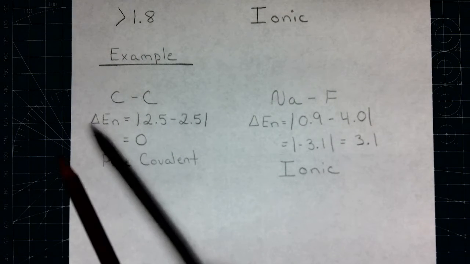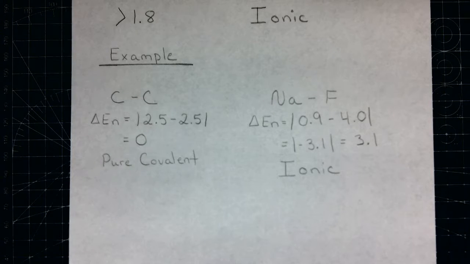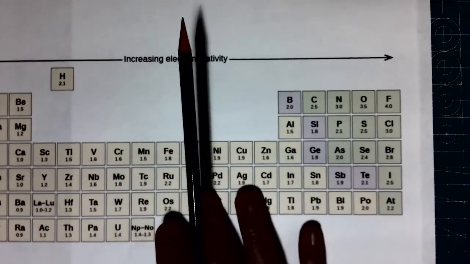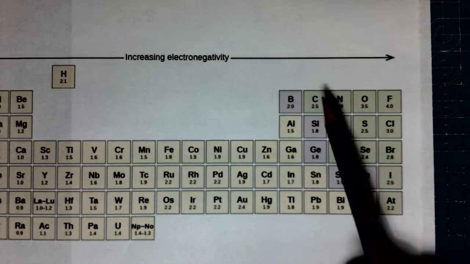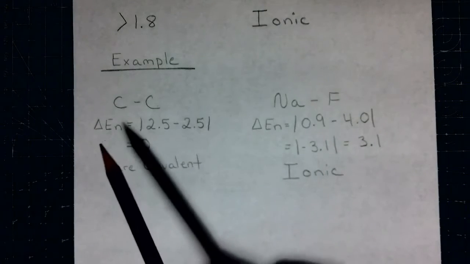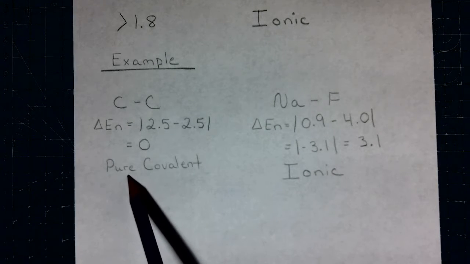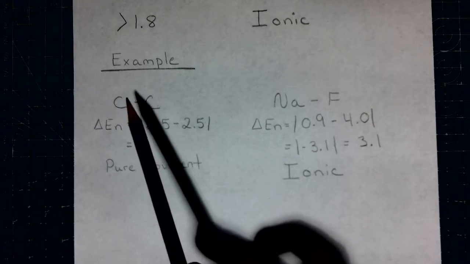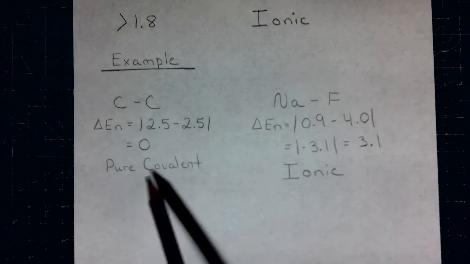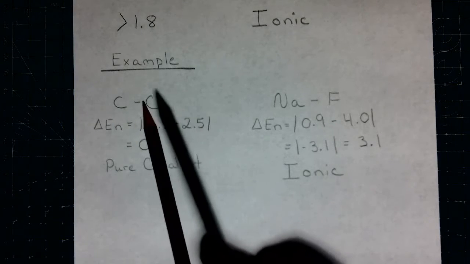Let's take a look at an example here. If we have a carbon-carbon bond and we go back to our table, we'll see that the electronegativity of carbon is 2.5. So we can calculate the difference as 2.5 minus 2.5, which is obviously 0. And this is a pure covalent bond. So if we have the same atom, it would make sense to have a pure covalent bond, because why would it necessarily associate with one over the other? There's an equal likelihood.